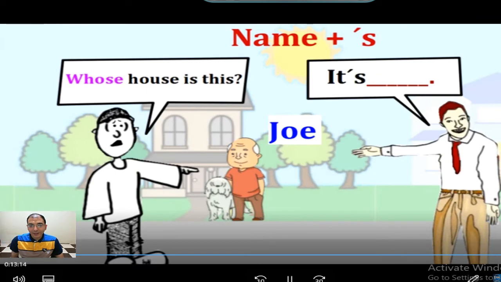Okay, so let's practice. Remember, we can use a name, apostrophe S, and that is possession. للملكية استخدم apostrophe. Whose house is this? ملك من هذا المنزل؟ It's Joe's. إنه ملك السيد جو.